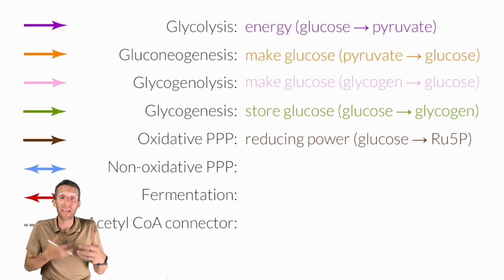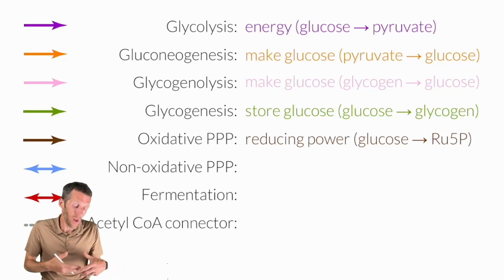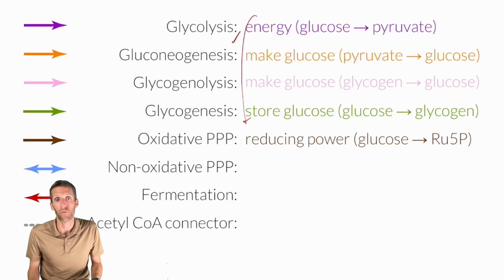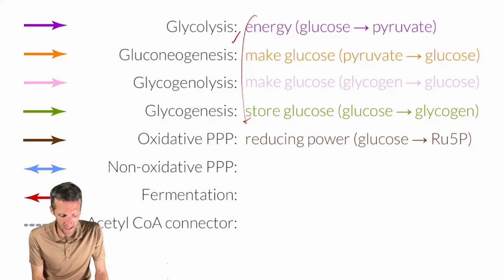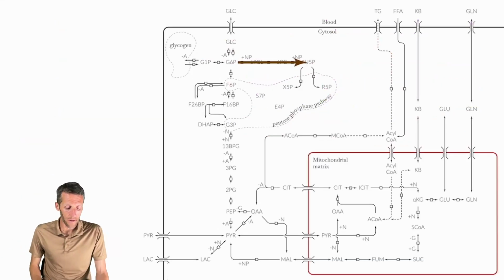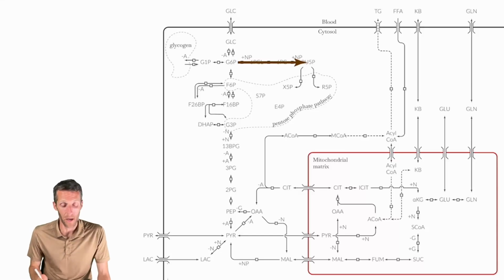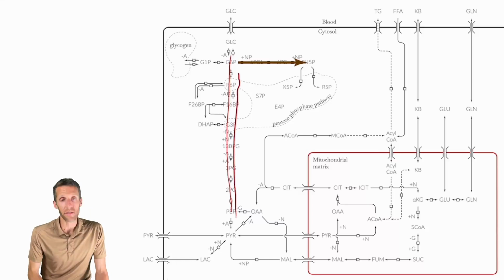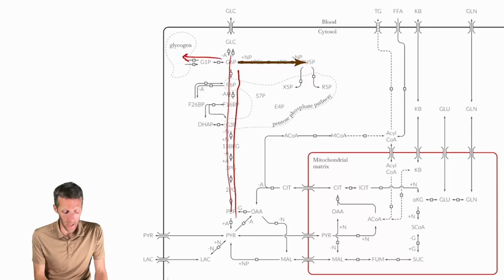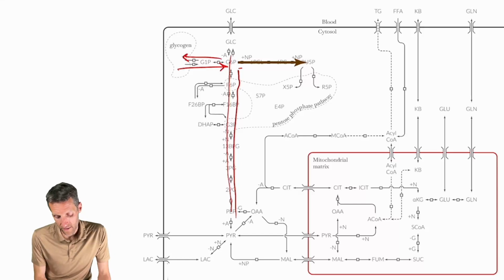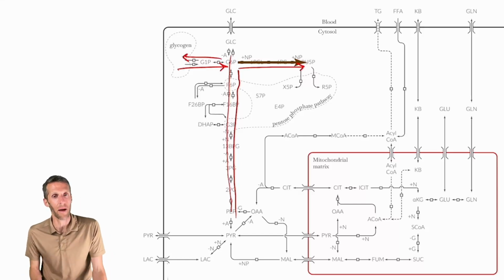So if we're making a list of all the things a cell would have to be able to do, it's going to have to be able to extract energy from its environment. Basically, all this stuff is loosely related to making energy. It would also have to be able to make reducing power so it can build other molecules. Okay, so we have now talked about glycolysis, making energy, gluconeogenesis, which is making glucose. We've talked about storing energy as glycogen and extracting energy as glucose from glycogen. And we've talked about the oxidative pentose phosphate pathway, which gives us reducing power.